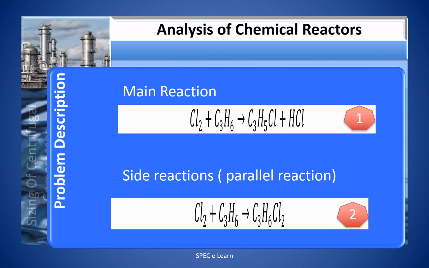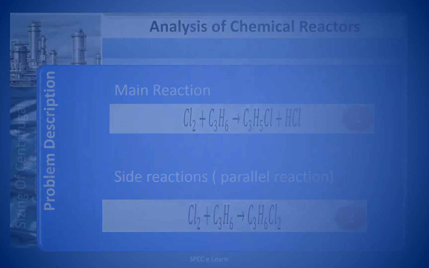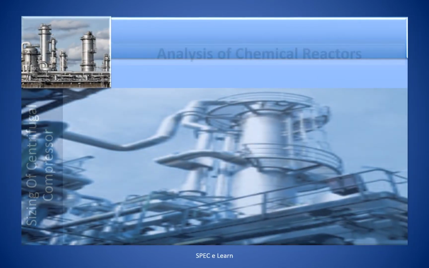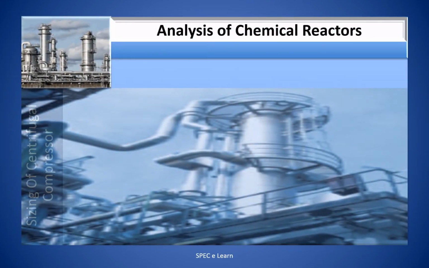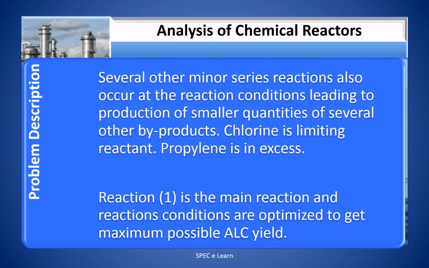There are some other series reactions also occurring, which result in consumption of the main product. These are undesired reactions but are unavoidable. Chlorine is the limiting component and propylene is used in excess. Reaction 1 is the main reaction and reaction conditions are optimized to get the maximum possible allyl chloride yield.